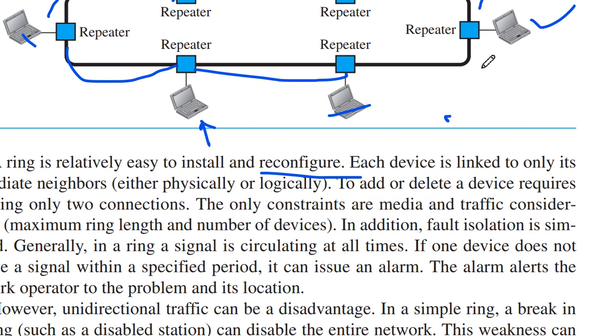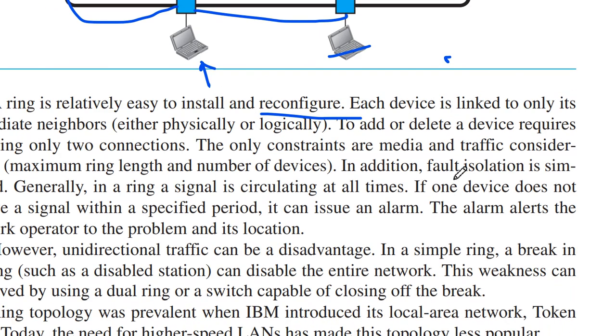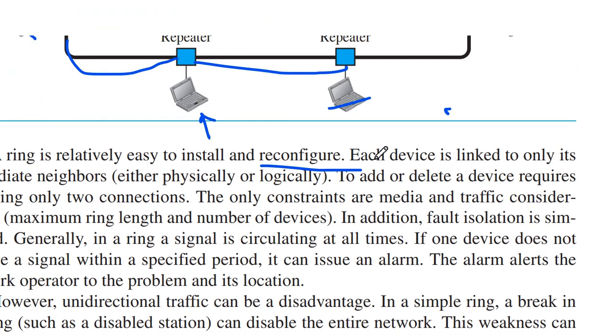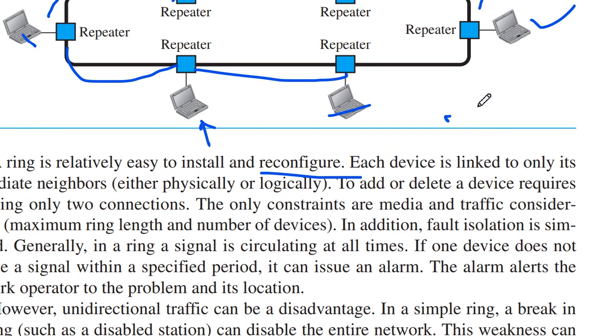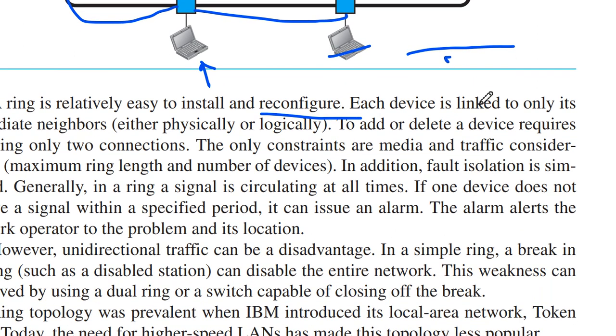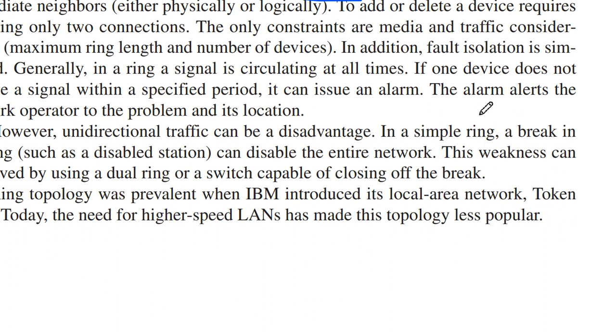So traffic problem will be there. In addition, fault isolation is simplified. As compared to bus topology, fault isolation is easy, because if any one of the devices between these is failed, it will not affect the whole system, only those particular neighbors will be affected.